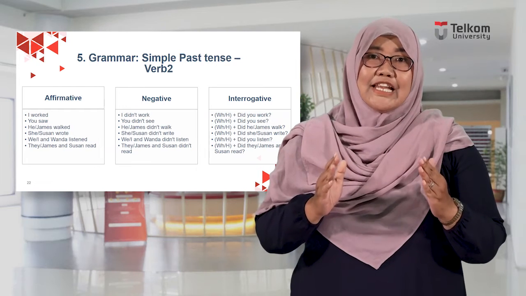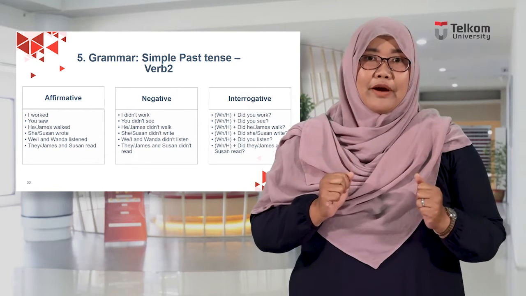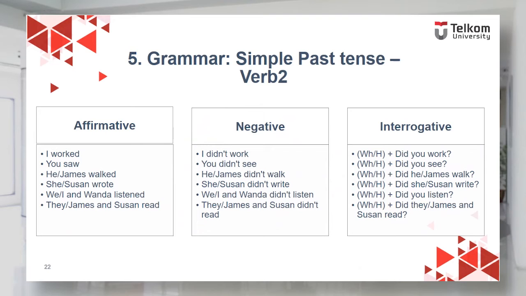Now, this is the information that we need to learn more. Example: to work. Affirmative: I worked. Negative: I didn't work. Interrogative: WH or H plus did I work? Another example: you worked. Negative: you didn't work. Interrogative: WH or H plus did you work?